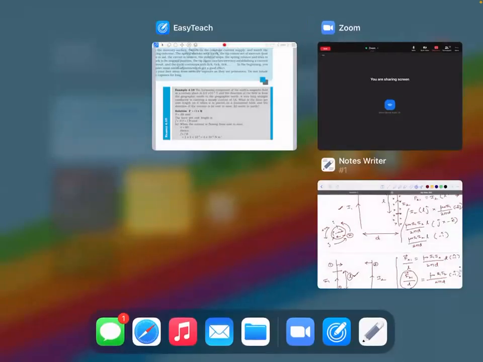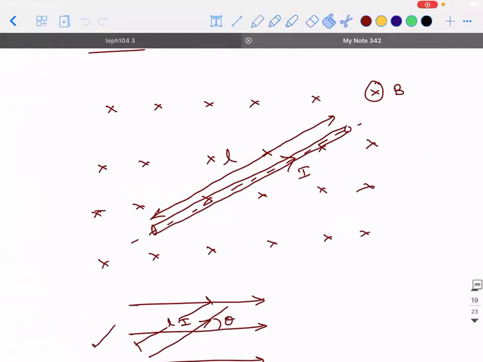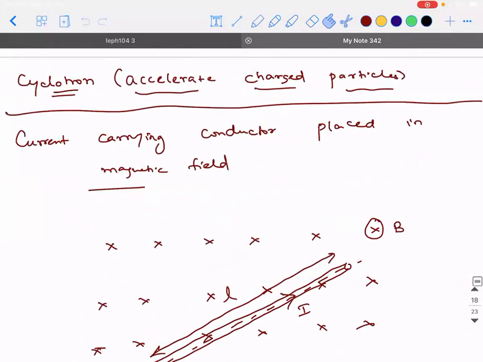So last class we discussed the force between two parallel current carrying conductors. Before that, we discussed what happens when a current carrying conductor is placed in an external magnetic field, right? I hope you have revised these two concepts that you're able to see. Is there any doubt?